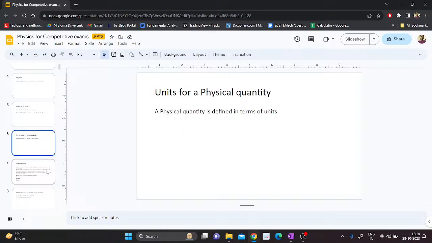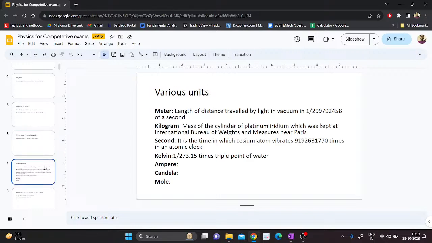Clear? But some of the units are actually standardized, and those are given some standard definition so that it is followed the same throughout the globe. So if you see meter, meter is defined by length of the distance, that means how much length a light has traveled in vacuum for 1 by this particular big number, 3 into 10 power of 8 approximately, of a second. That means 1 by 10th of a second, 1 by 100th of a second, 1 by thousandth of a second, and so on, right?